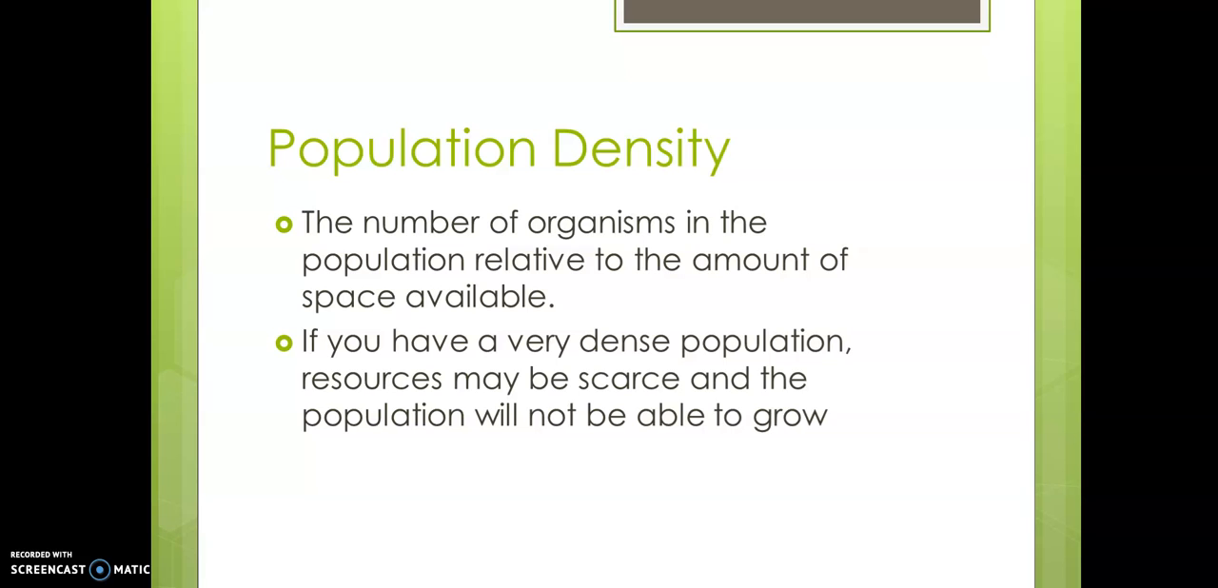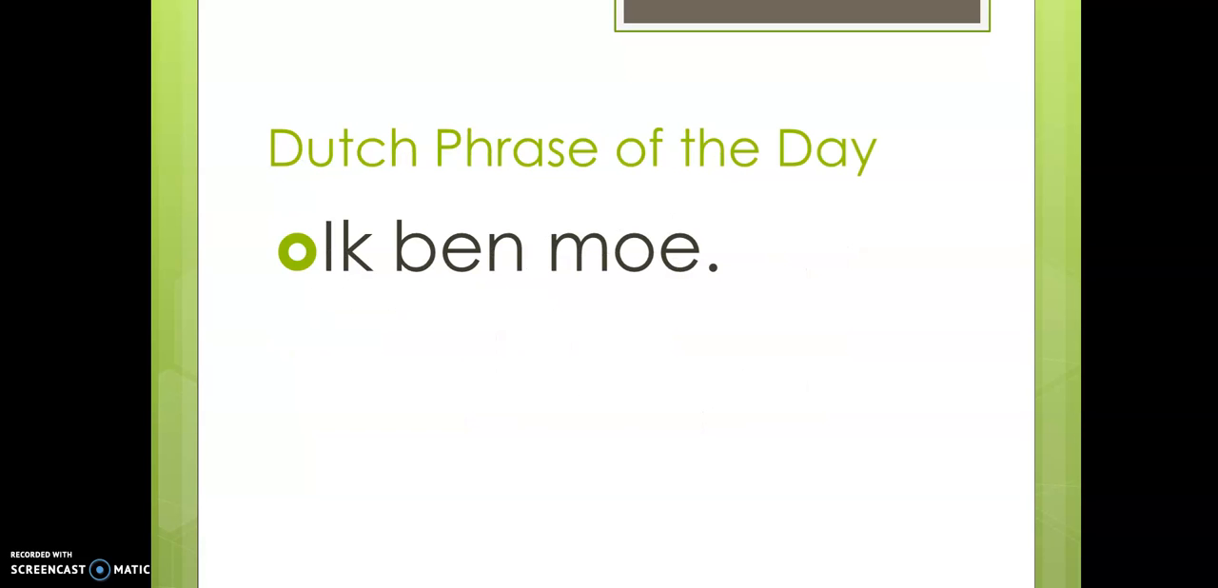Now let's say I take all 10 of those paper clips and put them in one tile. I still have a population of 10, but now my population density has become 10 paper clips per tile, considering that one tile. So population density and population are not the same thing. We're talking about organisms relative to the amount of space. If you have a very dense population, you're sharing a limited space. Resources that you use for shelter and food and water might be scarce, and your population might be halted and not able to grow.